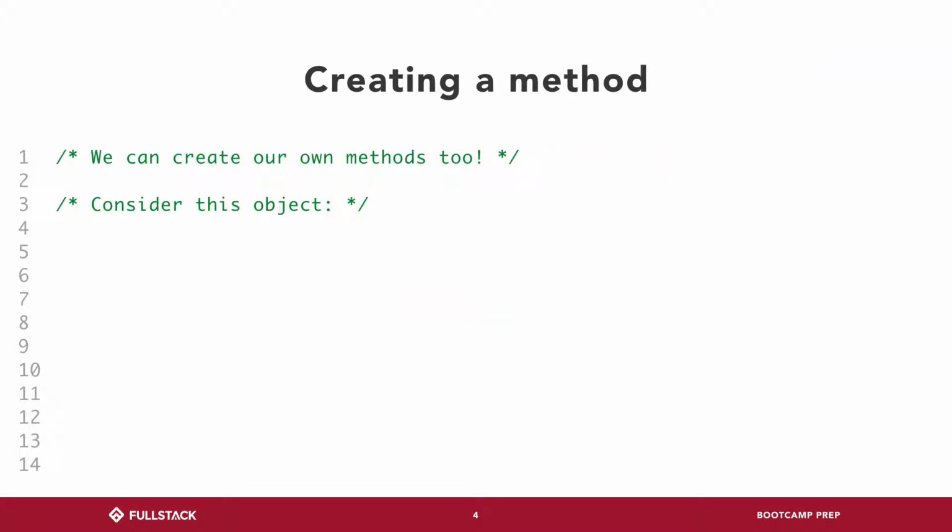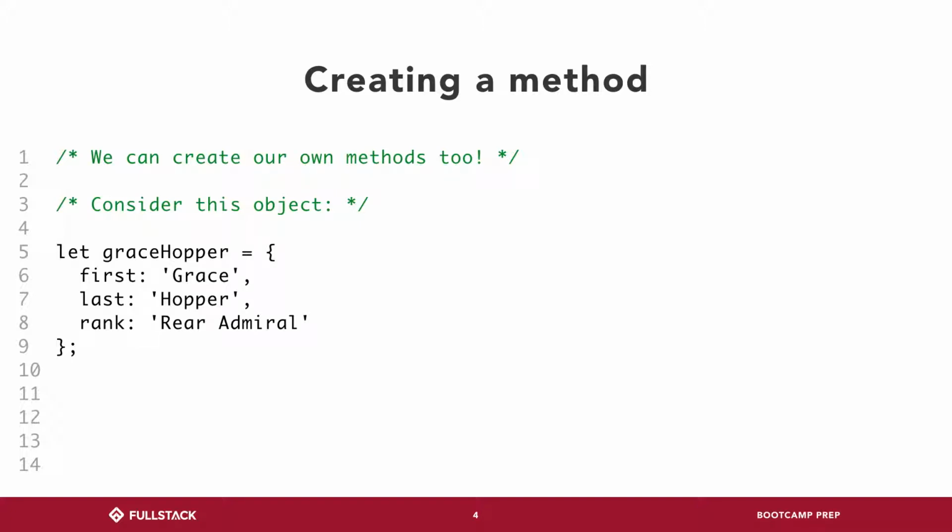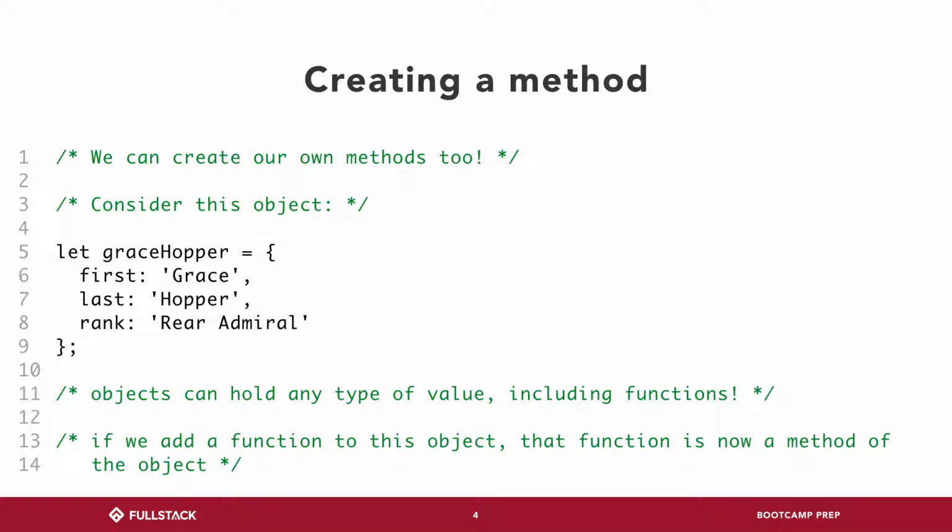So creating a method. If we have an object and we have some properties on it, we can also, okay, we don't show a function there, but objects can hold any type of value, including functions. So if we add a function to this object as a key, the key will point to a function. The value is a function, which means that when we access the object at that property, we access the function and we can then invoke it with the parentheses.